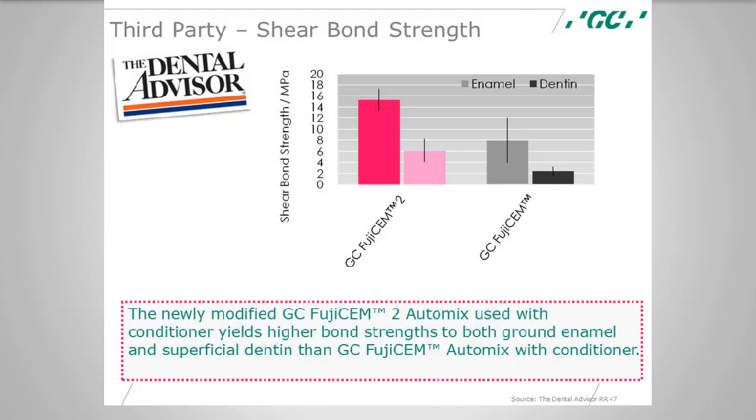Here, if we look at the original formulation of Fujicem, it's showing 8 megapascals of bond strength to enamel. Fujicem 2, almost up to 16. And if you compare to dentin, the original formulation, 2 megapascals to dentin versus 6 megapascals with the new formulation. So a significant advantage in the formulation of Fujicem 2 really does make it a new and improved product in the resin modified ionomer category. So here's the product.